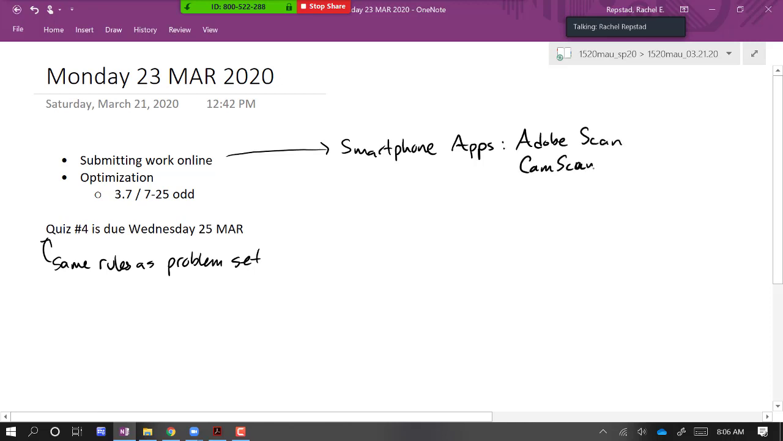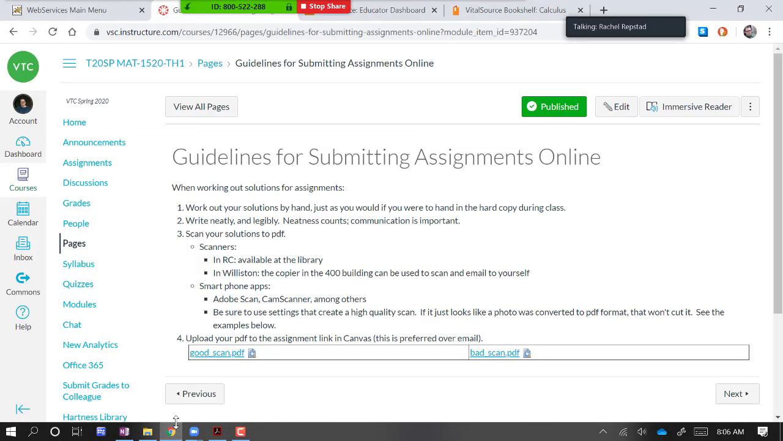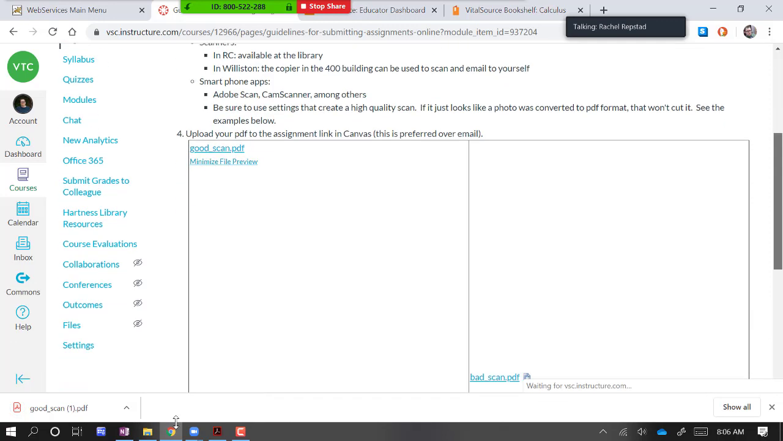And what it does is it just uses the camera on your phone to create a PDF. What I'm hoping for is that it runs it through a particular filter, so it actually looks like a scanner-quality document. So here's an example of what a good scan kind of looks like.